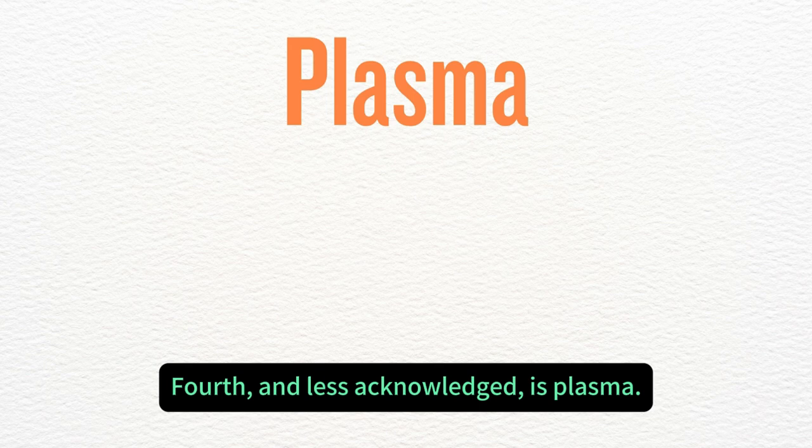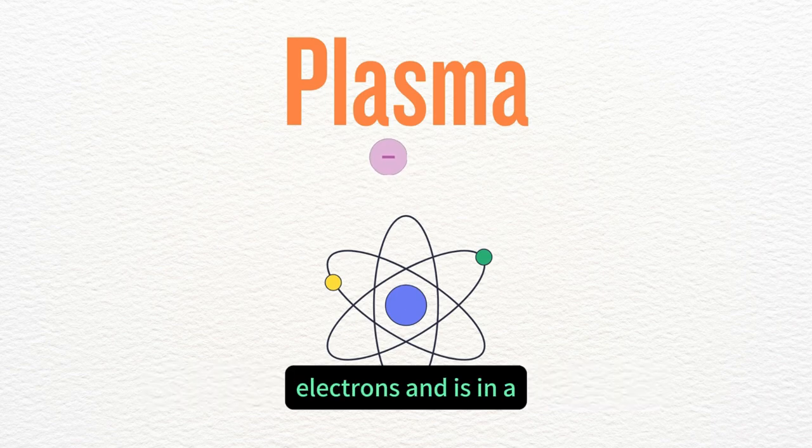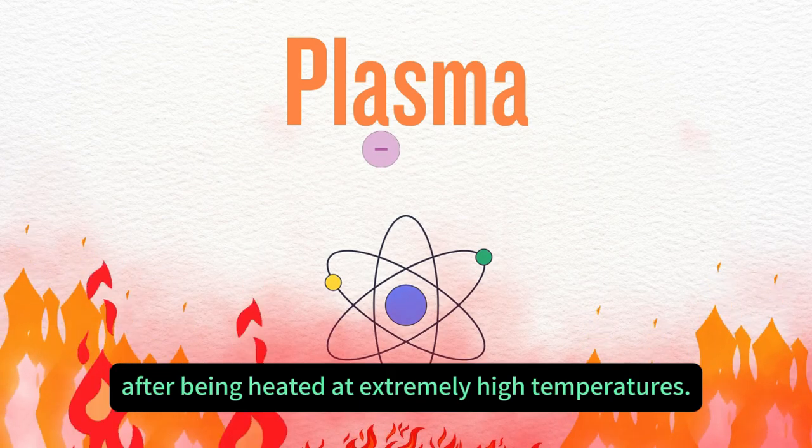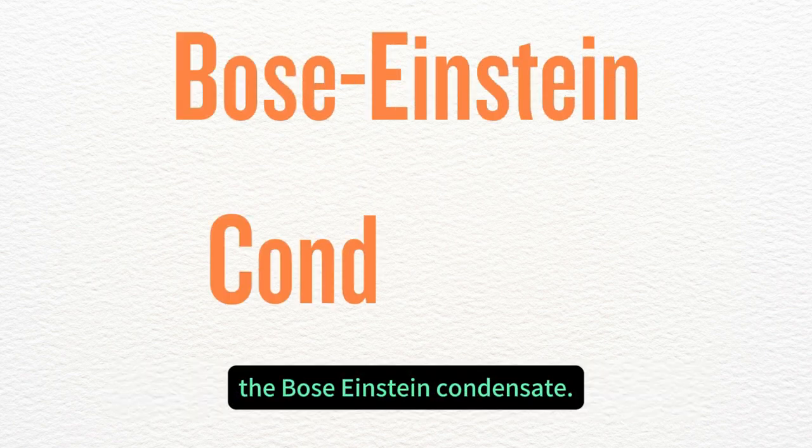Fourth, and less acknowledged, is plasma. Plasma consists of atoms that have lost their electrons and is in a gaseous state after being heated at extremely high temperatures. Fifth is a practically unknown state of matter, the Bose-Einstein condensate.